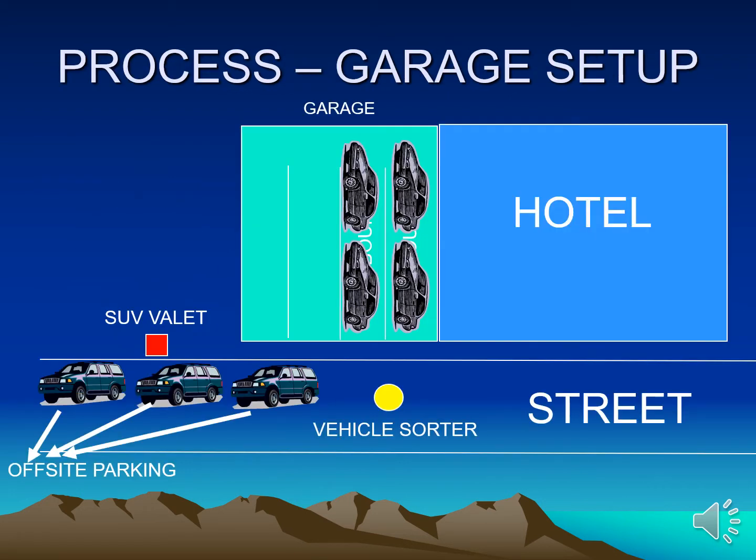So here's our process. This is our process map. We have the hotel, we have the garage. We can fit 4 cars in the garage area. And we can put 3 SUVs on the street where we put a second valet stand. And then we have a vehicle sorter that is noted by the yellow circle.